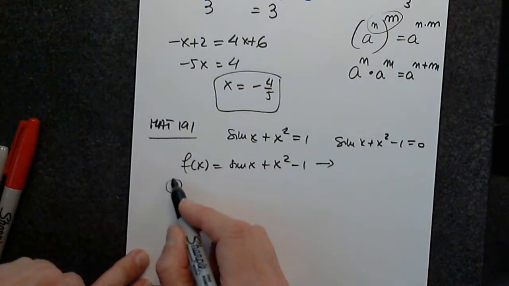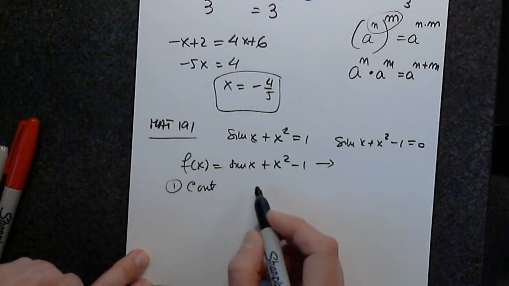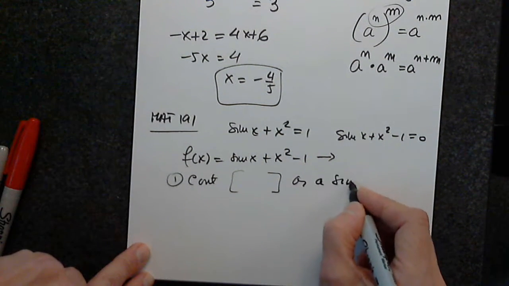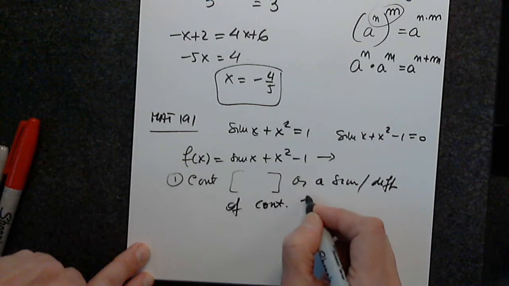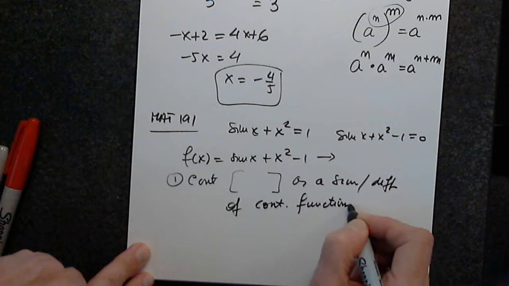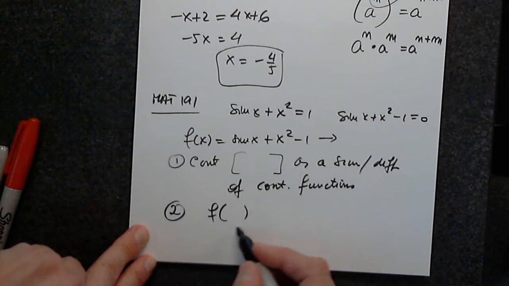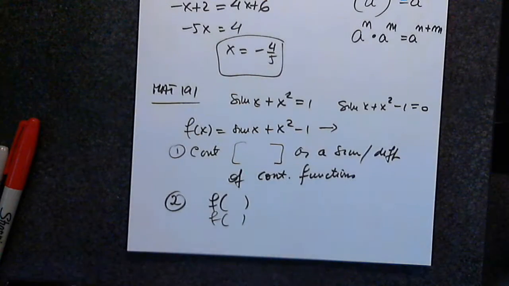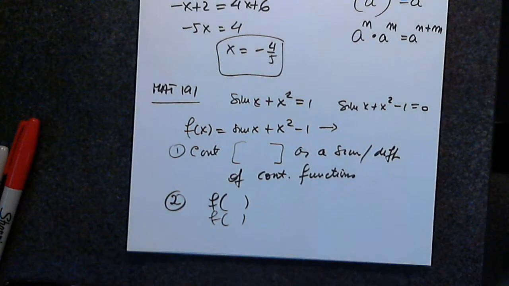then I will have to say, number one, the function is continuous, and I'll have to find an interval as a sum or difference of continuous functions. In number two, I have to find f of something that is greater than 0 and f of something that is less than 0. As a, what's that say? As a sum or difference. It's a sum or difference of continuous functions. Sine x plus x squared minus 1.